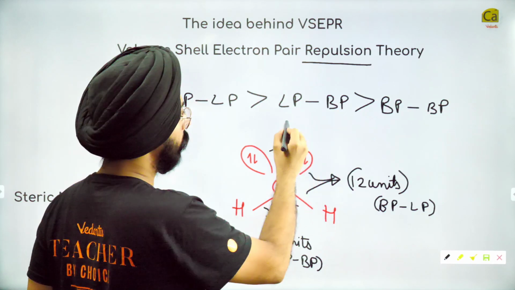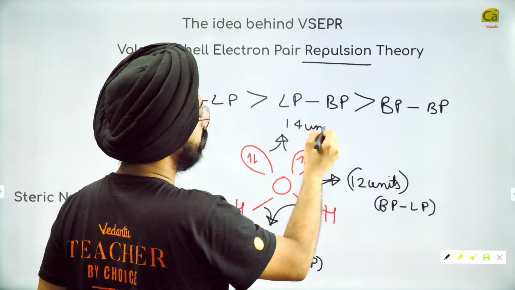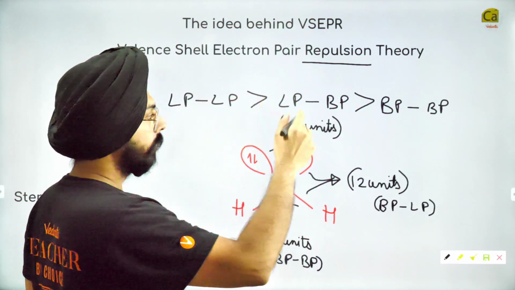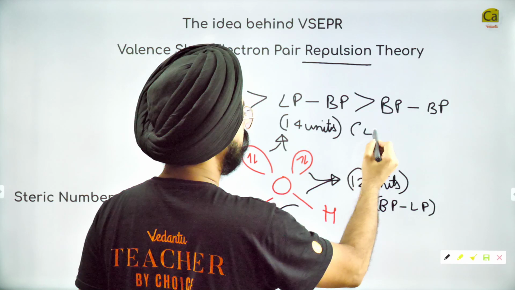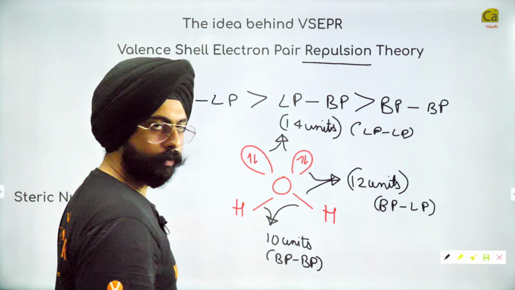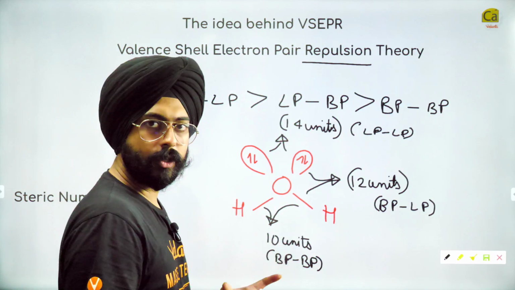This will be somewhere around, let's say, 14 units. Again, the example is absolutely arbitrary. Random example liya apan ne. This is your lone pair versus lone pair repulsion. Now, why are these repelling each other, you might ask?